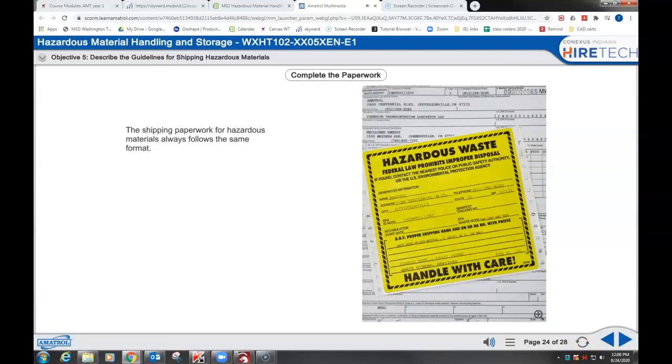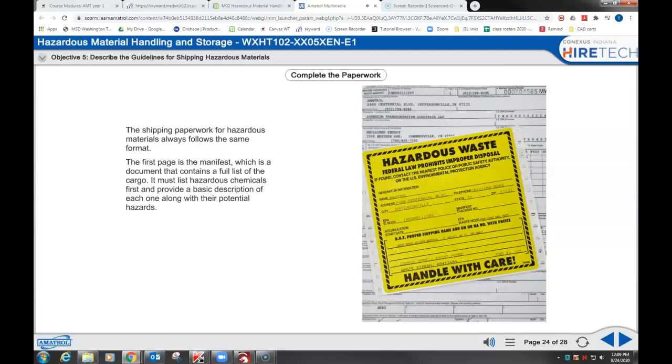The shipping paperwork for hazardous materials always follows the same format. The first page is the manifest, which is a document that contains a full list of the cargo. It must list hazardous chemicals first and provide a basic description of each one along with their potential hazard. The paperwork must also include an emergency response phone number that is monitored at all times, as well as the shipper's certification. All pages must be numbered and arranged in order.